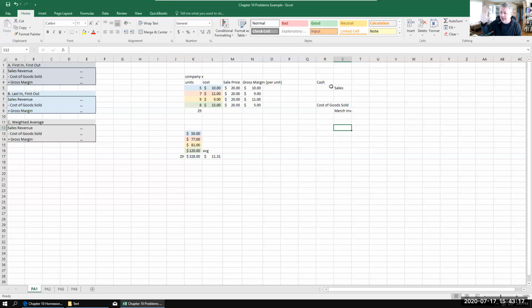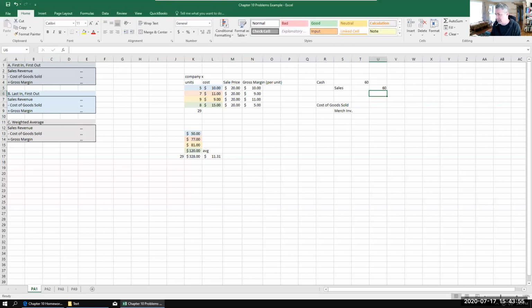So let's say we have purchased these 29 items and then we have a sale. If we're using first in, first out, the first 5 units that we sell, we're going to cost at $10 each, because these are in chronological order, so they're the first ones we got. Let's say they bought 3 of these items from us. Their sale price is $20, so it's going to be $60 and $60.